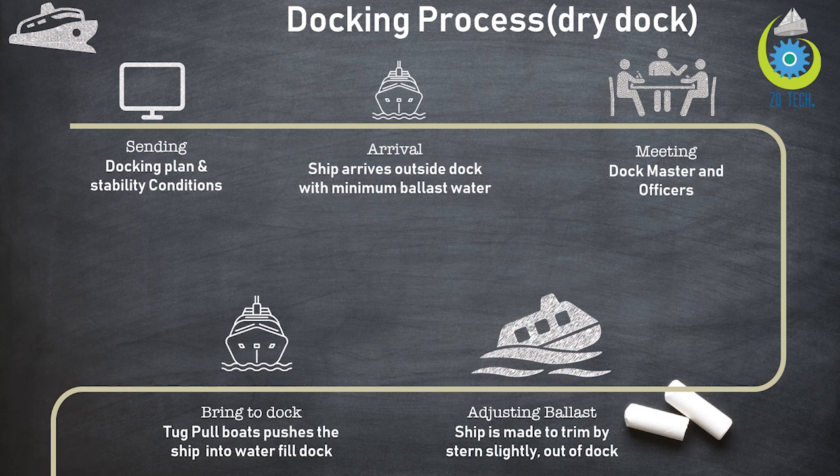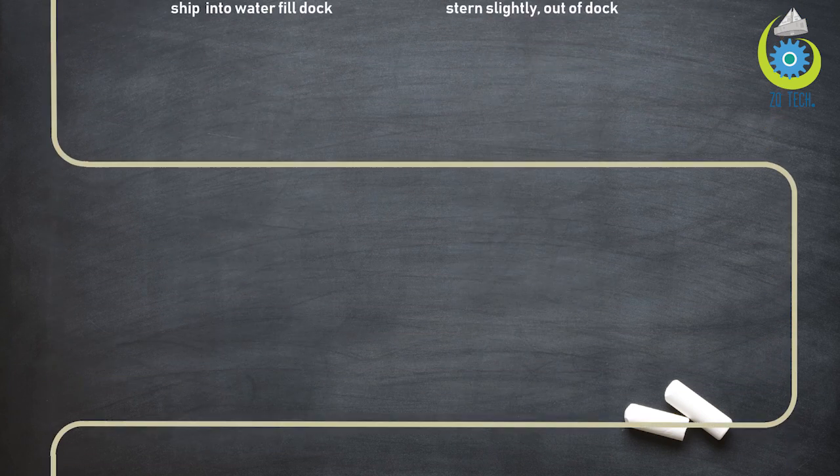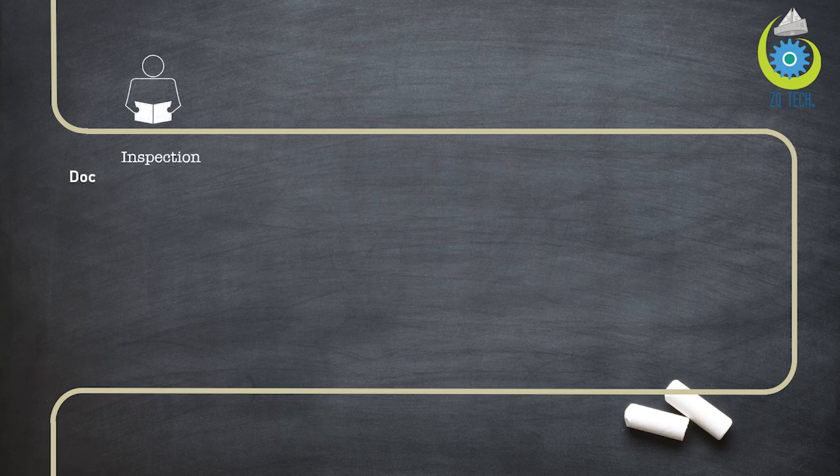Let's move forward. Inspection. The dock master and diver check the ship alignment with the blocks. The diver goes down into the depth of the dock, checks the alignment of blocks with the ship and gives a signal to the dock master. Hence both simultaneously adjust the alignment of the ship with the blocks.